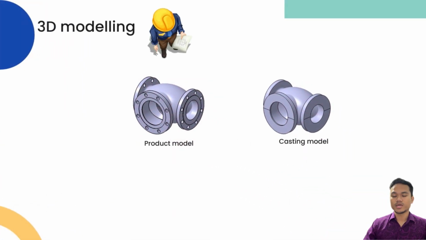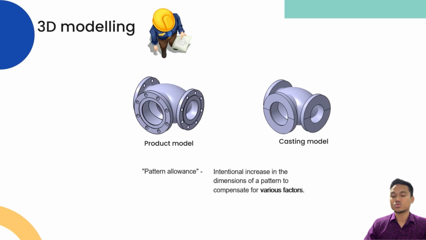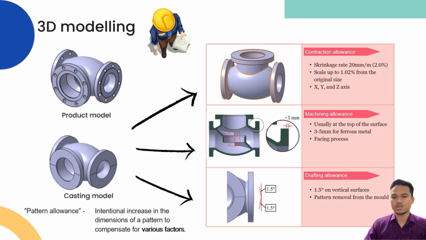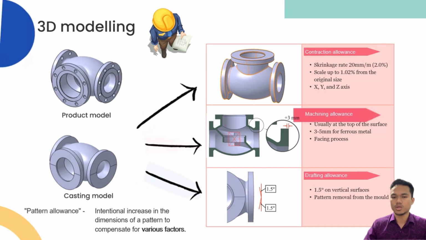For the 3D modeling, as I mentioned earlier about the two models, these models were created using the CATIA software. The product model is the actual product itself, while the casting model is a replica of the casting product. Because in sand casting, it needs to consider what is called the pattern allowance, which is an intentional increase in dimension to compensate for various factors. And these are the factors: contraction, machining, and drafting. So basically, the casting model is a bit larger and a bit heavier compared to the product model.